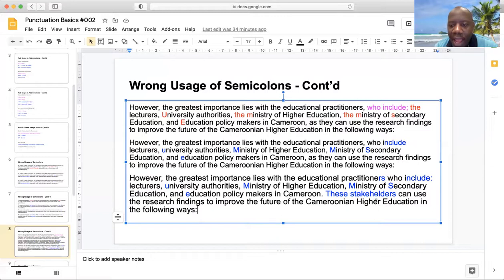And so I give one word that will encompass, that will represent all of these people, or all of these stakeholders, or all of these different parts or units that I've enumerated here, and I use the word stakeholders. So that's why I said these stakeholders, meaning the lecturers, the university authorities, the two ministries, education policy makers, blah, blah. So these stakeholders can use the research findings to improve the future of the Cameroonian higher education, or of the Cameroonian higher education system, in the following ways. So in this case, it becomes good, okay? Fine.